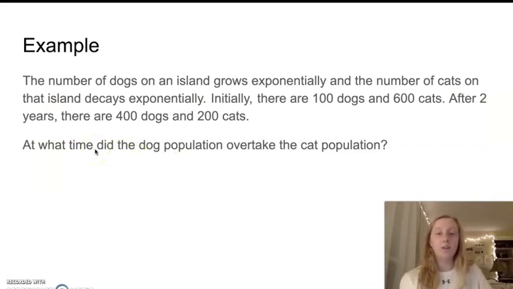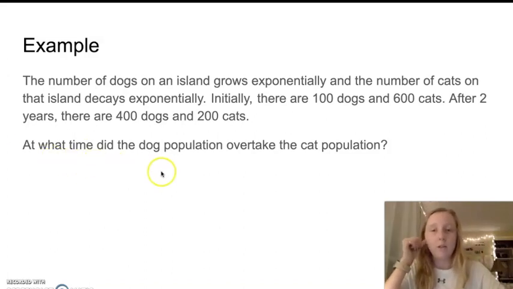The number of dogs on an island grows exponentially, and the number of cats on that island decays exponentially. Initially, there are 100 dogs and 600 cats. After 2 years, there are 400 dogs and 200 cats. At what time did the dog population overtake the cat population?